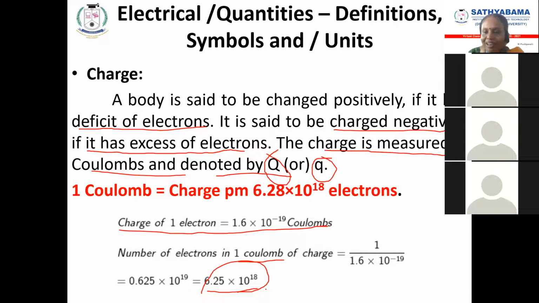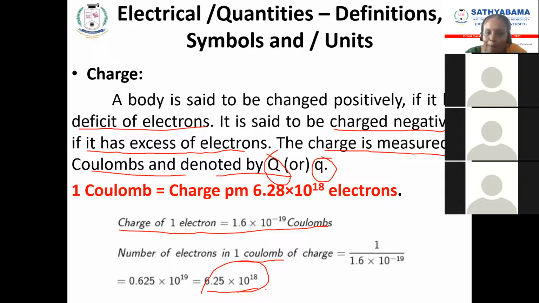So always remember, in your answers you will never get values in coulombs, but in microcoulomb, which means into 10 power minus 6, or millicoulomb, which means into 10 power minus 3. Because the coulomb is a big unit. Just imagine 6.25 into 10 power 18 electrons in 1 coulomb. It is like kilometer and meter. Similarly, you will get charge only in millicoulomb or microcoulomb.